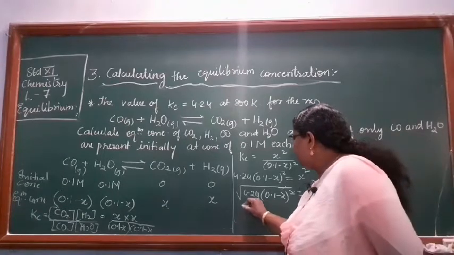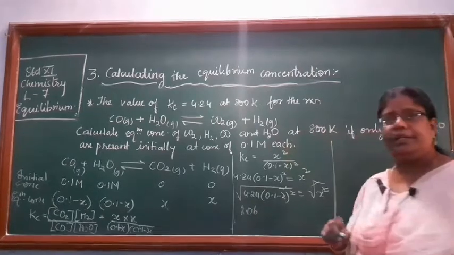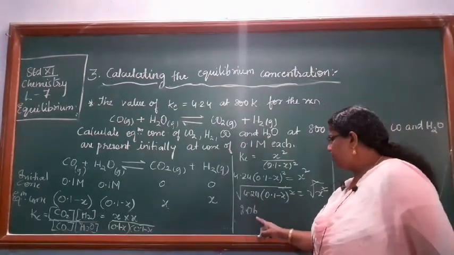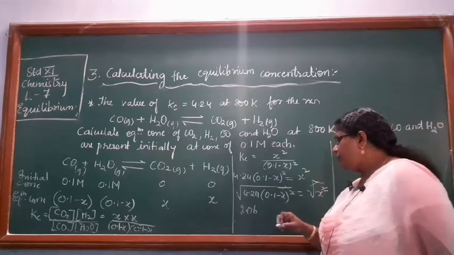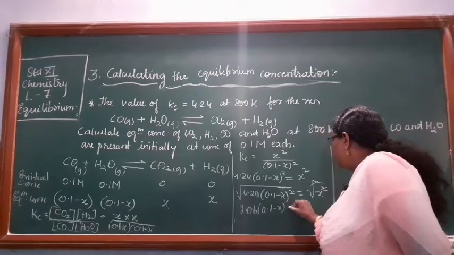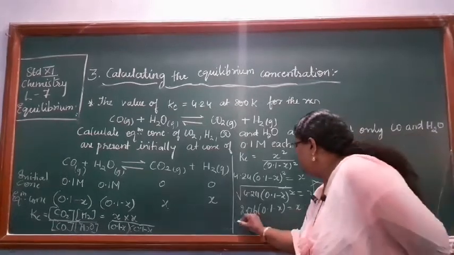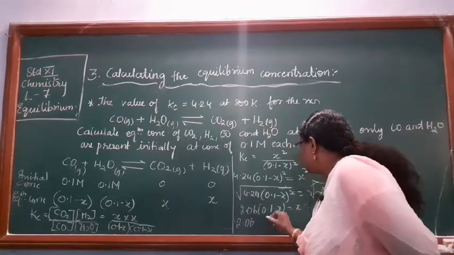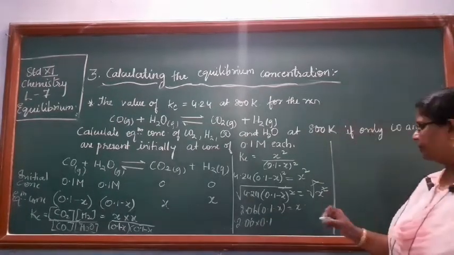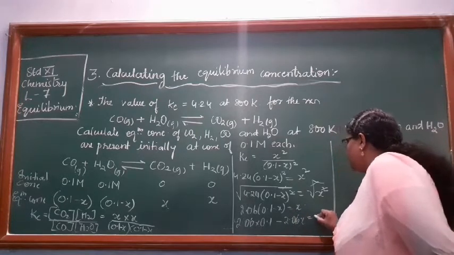4.24 का square root you can find out using your calculator, it comes out to be 2.06. Okay, so 2.06 into 0.1 minus x, which is equal to x. इस तरह आ जाएगा. Multiply 2.06 into 0.1, 0.206 आ जाता है, minus 2.06x is equal to x.